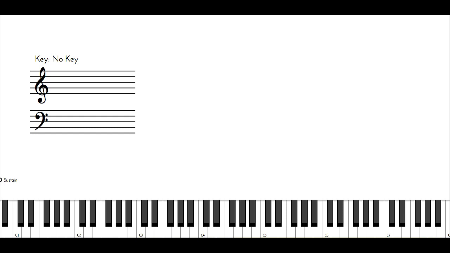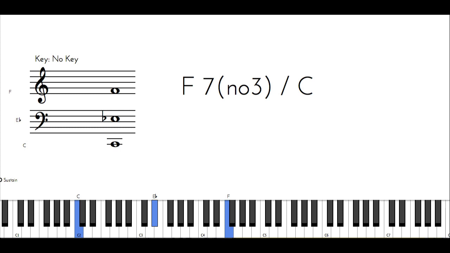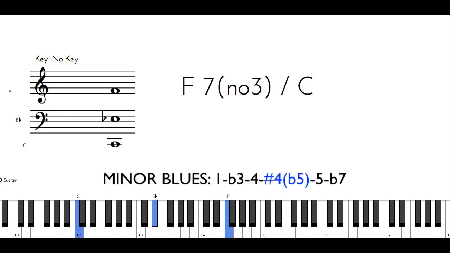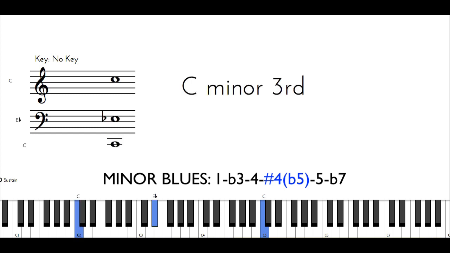Another thing you can do with the pentatonic scales is add a note and it'll become the blues scale. So if I'm playing, for example, C minor pentatonic, all I can do is add a flat 5, which would be F sharp, and this is the sound that you'll get.